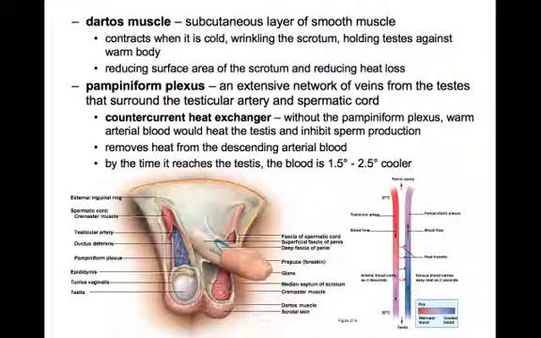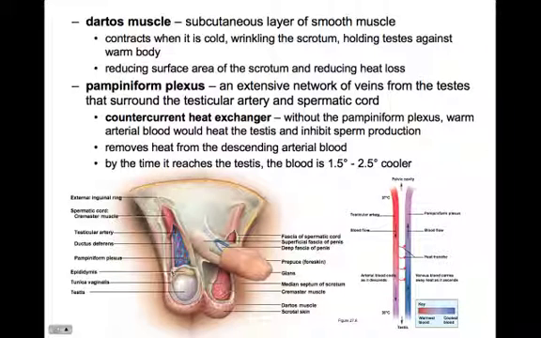The third and final mechanism is the pampiniform plexus, which is an extensive network of veins from the testes. It surrounds the testicular artery and the spermatic cord. It's a countercurrent heat exchanger. So this figure here shows as warm blood from the body descends through the artery into the testes, it gives off heat to the venous blood returning to the body.